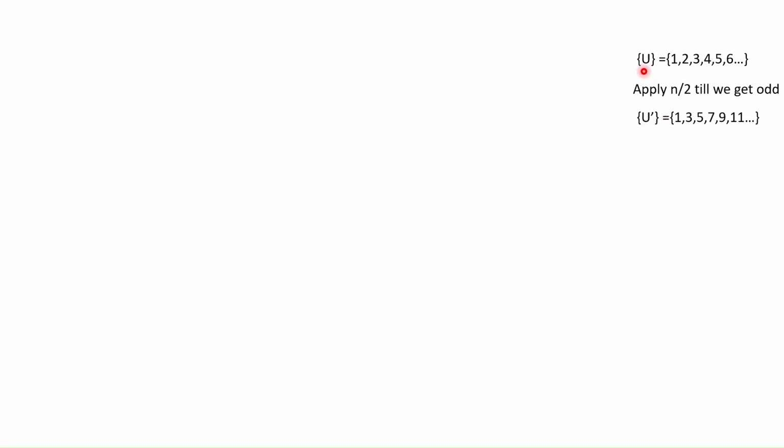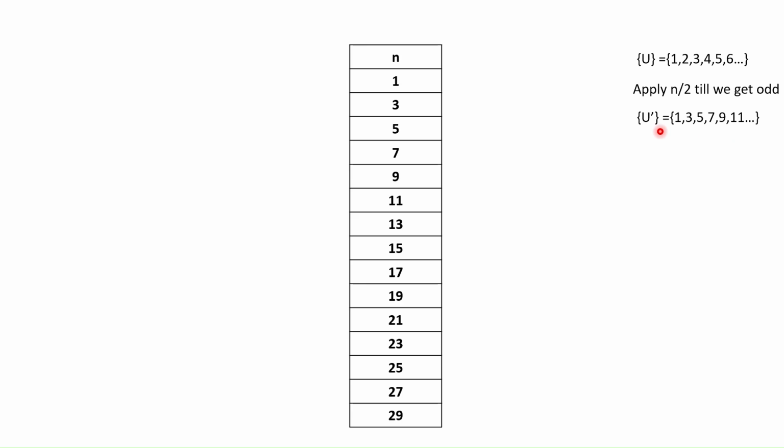Now we are not really going to be concerned a lot with the set U. Our focus is just going to be on U prime. We will realize eventually that even numbers are of no consequence whatsoever. We are only going to be interested in studying odd numbers. Now let's take the set of all odd numbers, that's U prime. It has all the odd numbers.